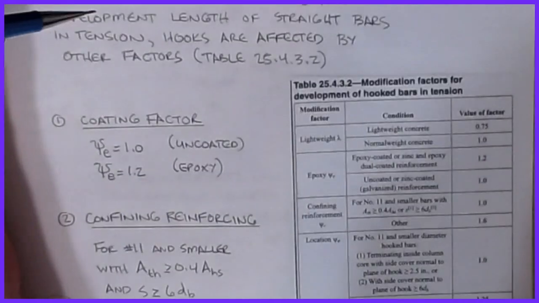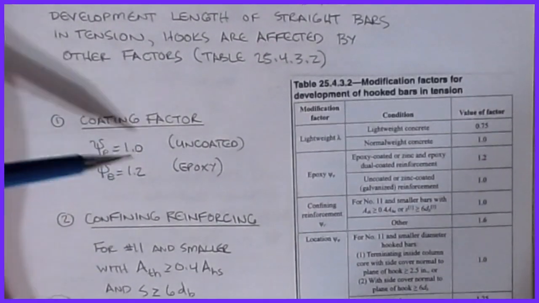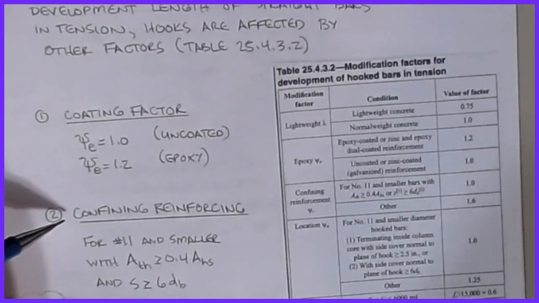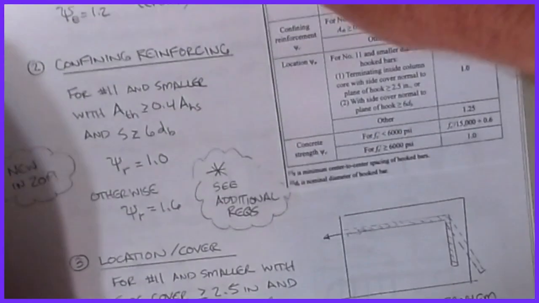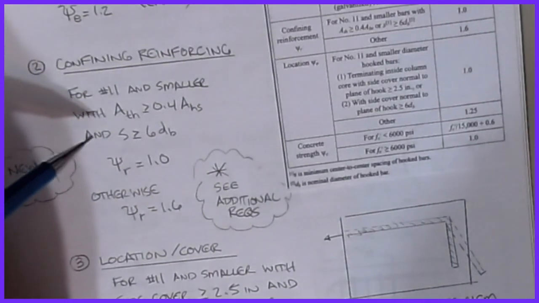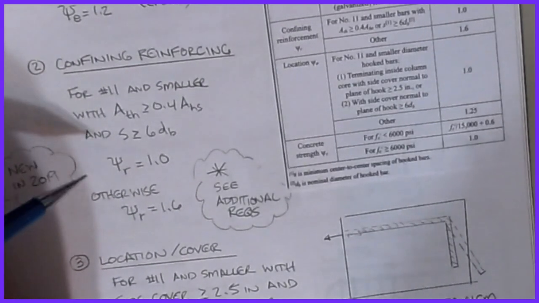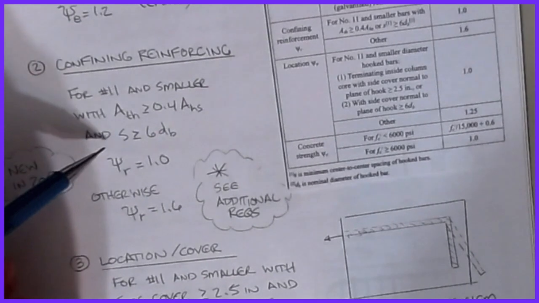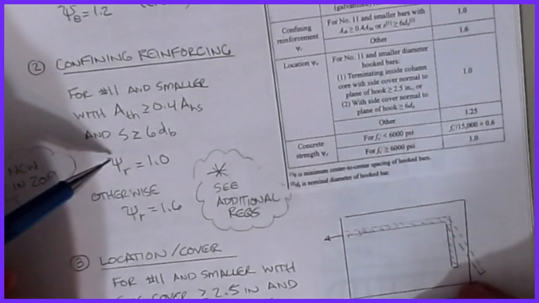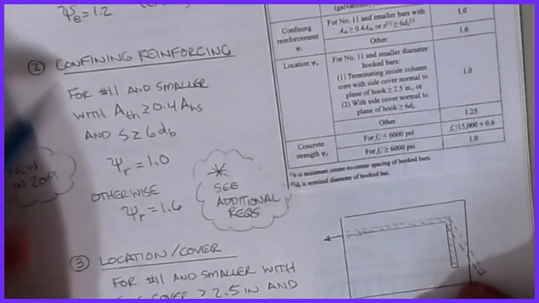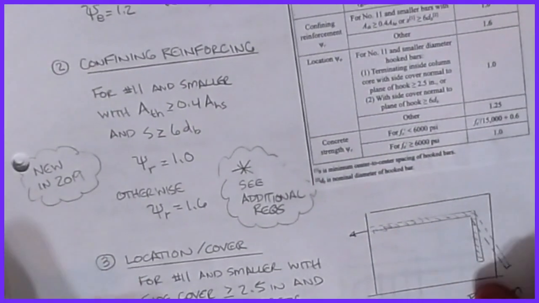All right, so the first one is the coating factor. That's our epoxy. That's unchanged. Okay, we have confining reinforcement, and that has to do with any sort of transverse steel on this thing. For a number 11 and smaller, and a spacing that is greater than a certain amount, psi R is 1.0, otherwise you're going to use a 1.6. Okay, this provision is new in the 2019 version of the code.